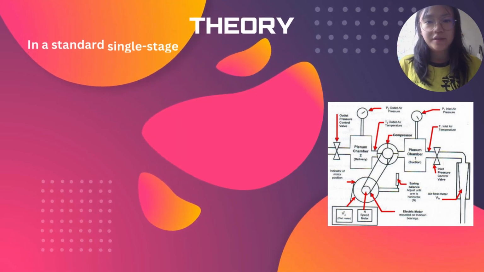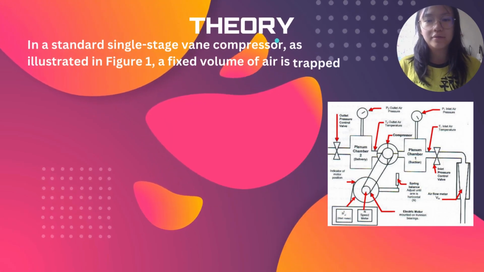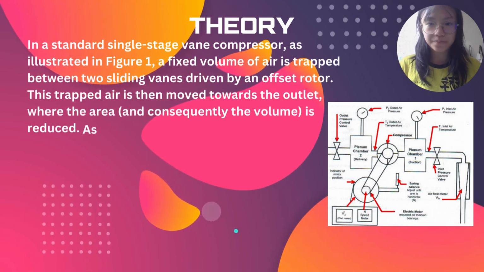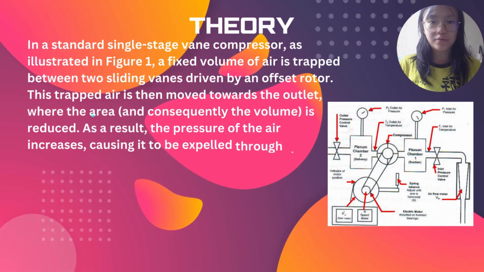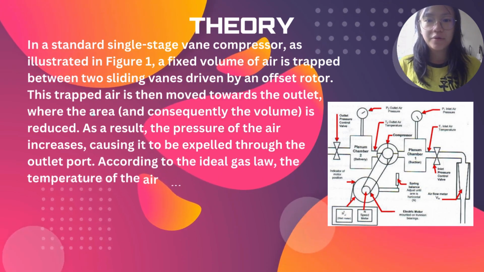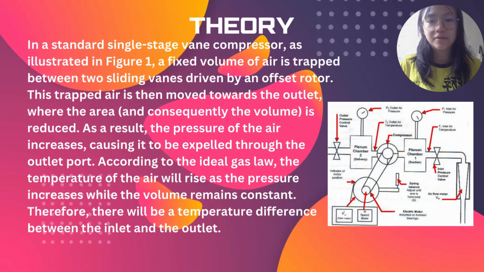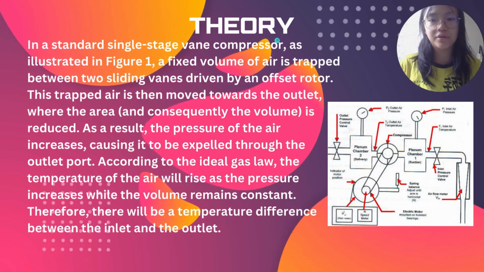In a standard single-stage vane compressor, as illustrated in Figure 1, a fixed volume of air is trapped between two sliding vanes driven by an offset rotor. This trapped air is then moved toward the outlet, where the area and consequently the volume is reduced. As a result, the pressure of the air increases, causing it to be expelled through the outlet port.